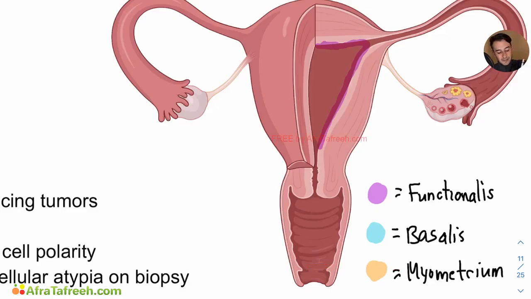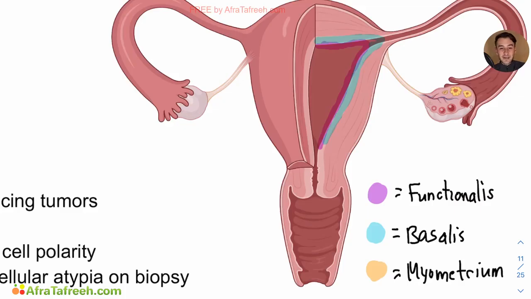Now, if we go one layer further back, we have this blue layer, which I'm highlighting, and this is the uterine basalis. This is a population of cells responsible for regenerating the functionalis every month after menses. You can think of it as a regenerative layer, and it's important in order to support the functionalis above.